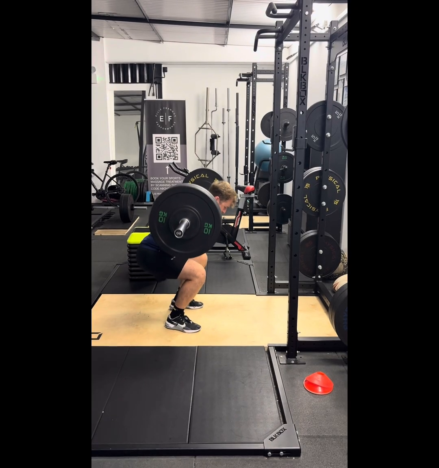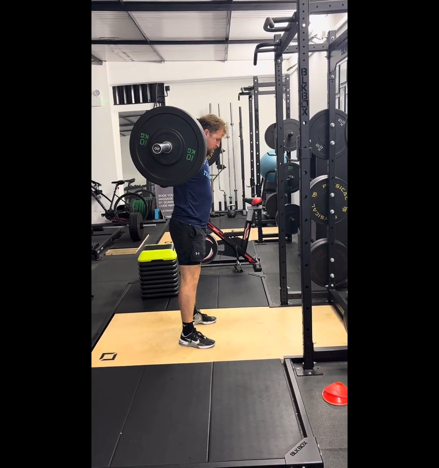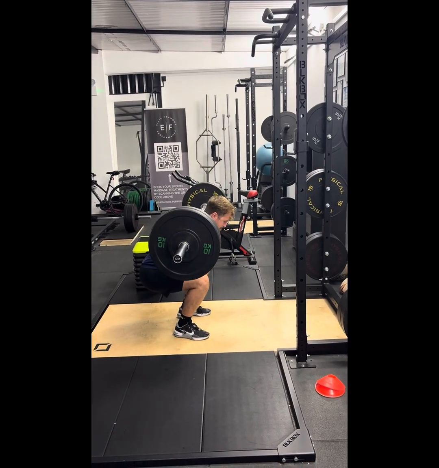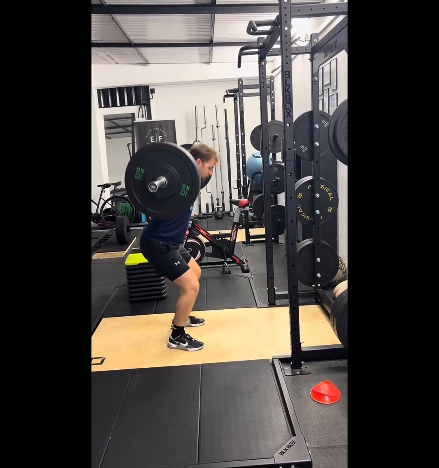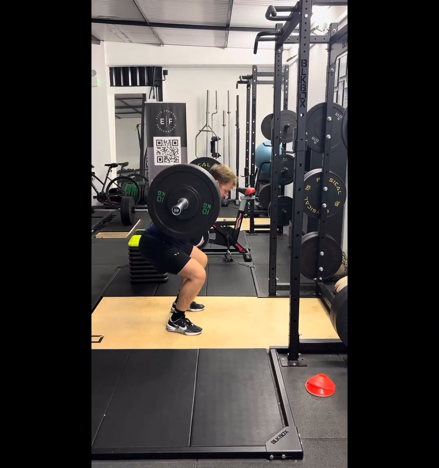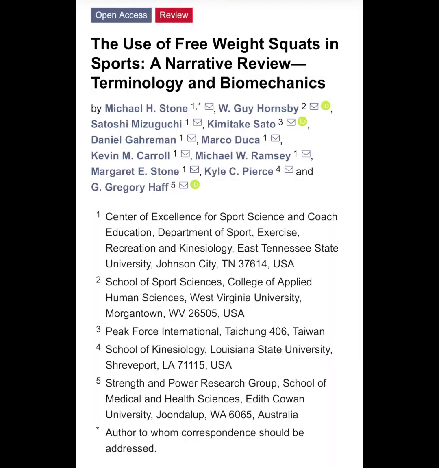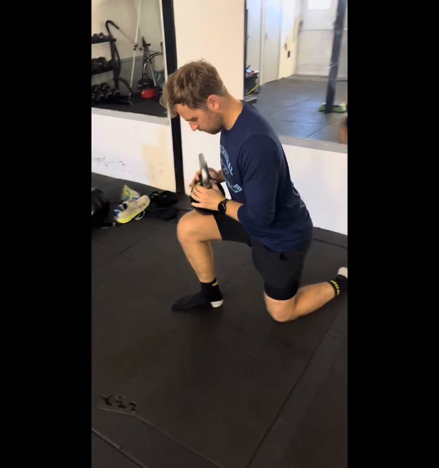Is it a perfect squat? No, not by any means. Is it acceptable? I think so. With literature stating that squatting to a parallel depth is the most common choice for the development of lower body strength, as referenced in the paper in 2024 by Stone et al. Therefore, I feel John's squat is competent enough to proceed without intervention.